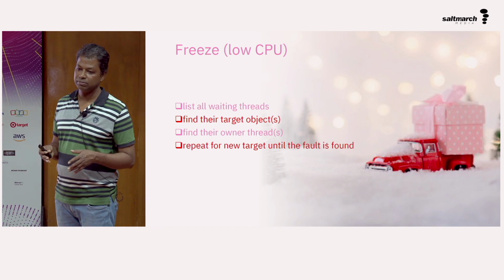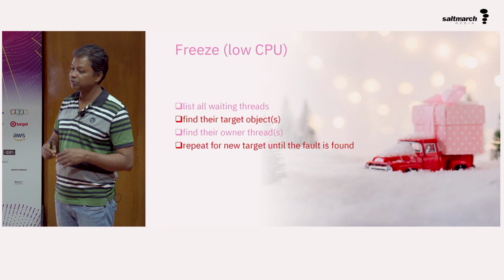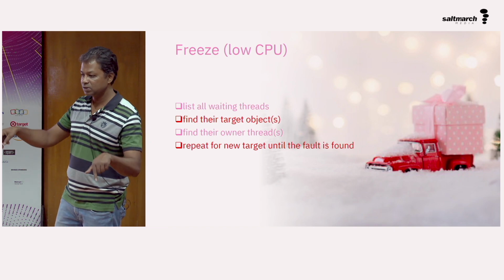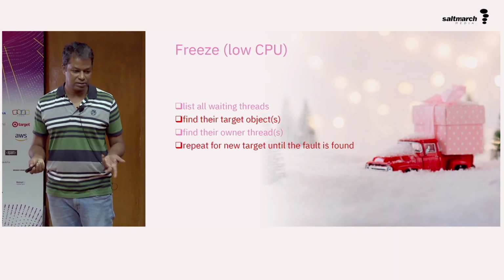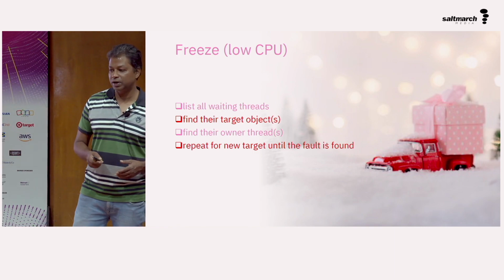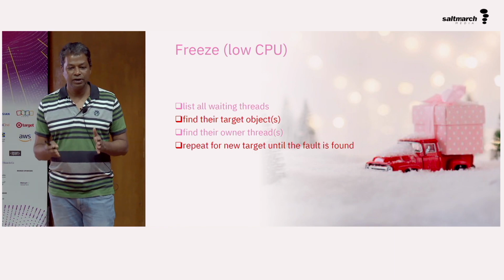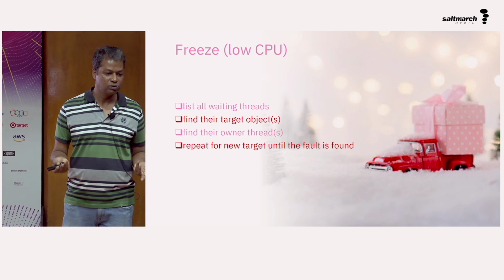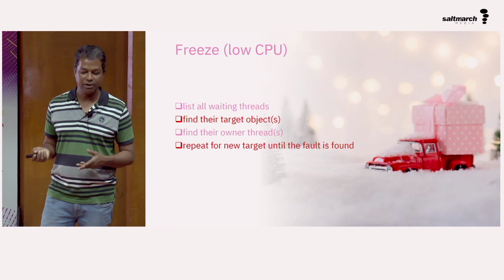List all the threads. Threads may be in a waiting state. If threads are running, you can't call it a freeze. Why? Threads are running, threads run on the CPUs, and the CPU will be exercised. You cannot have low CPU at all. So what is low CPU? Anything below 5%, 2% is termed as low CPU in a typical web application.